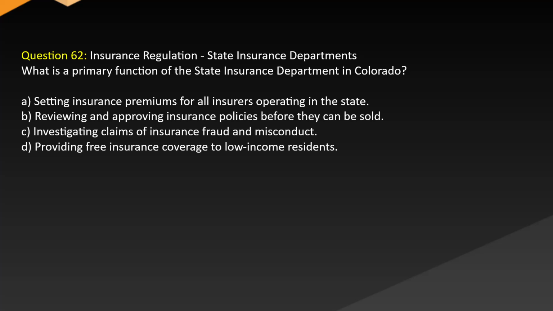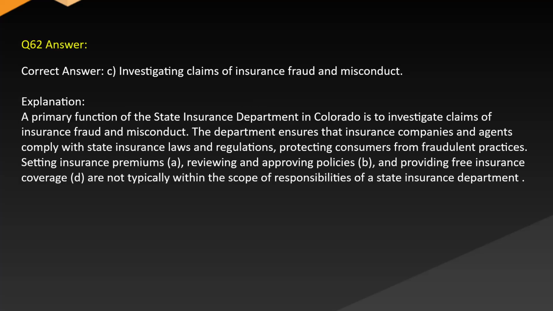Question 62. Insurance regulation. State insurance departments. What is a primary function of the state insurance department in Colorado? A. Setting insurance premiums for all insurers operating in the state. B. Reviewing and approving insurance policies before they can be sold. C. Investigating claims of insurance fraud and misconduct. D. Providing free insurance coverage to low-income residents. Correct answer: C. Investigating claims of insurance fraud and misconduct.